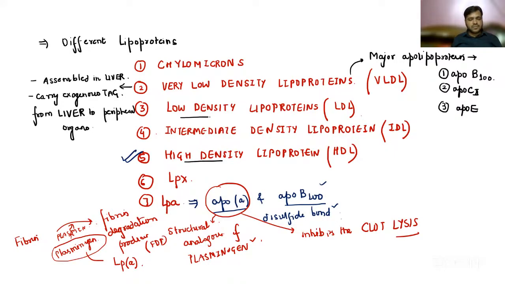Now the problem here is that if the clot cannot be lysed, this is a risk for thrombosis. That's why the Indian population, which has a higher content of lipoprotein A, is at very high risk. So obviously there is a risk of coronary artery disease. When I say coronary artery, it means the artery supplying the heart. And it will also increase the risk of cerebrovascular accidents.